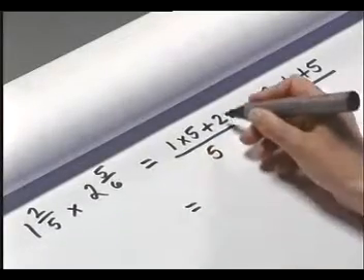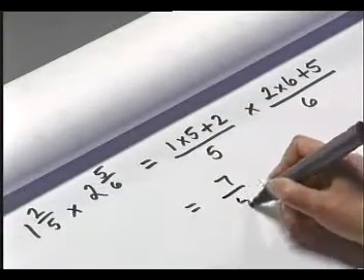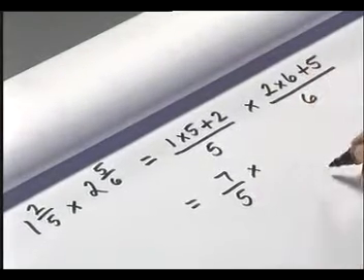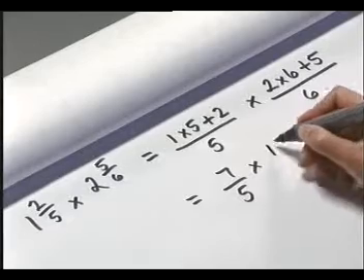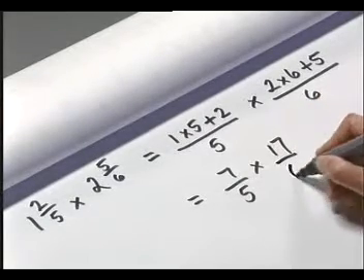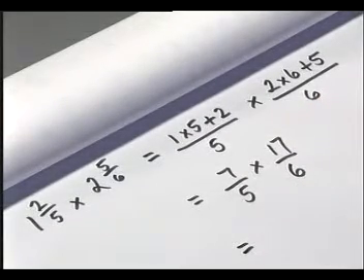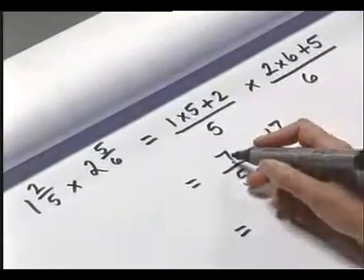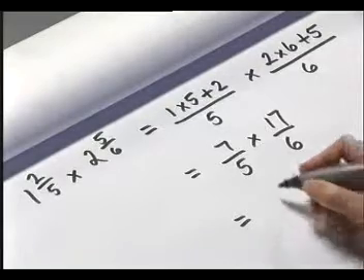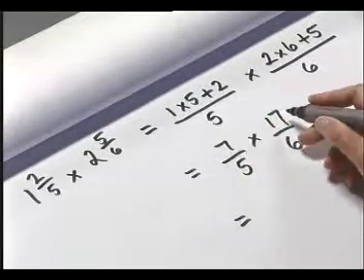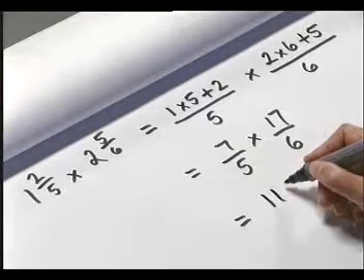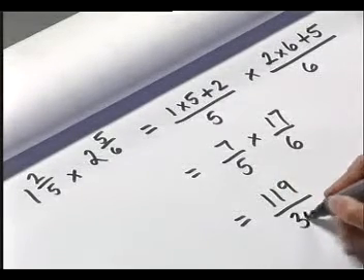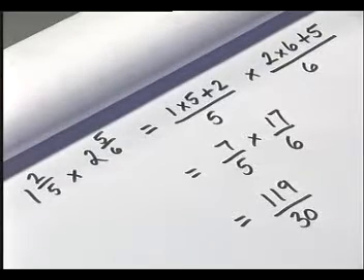1 times 5 is 5, plus 2 is 7, so that's 7 fifths, multiplied by 2 6s are 12, plus the 5 is 17, divided by 6. Quick check. No, there's nothing we can cancel there. So 7 times 17, 7 10s are 70, 7 7s are 49, so that's 119. 6 5s are 30, so that's 119/30.